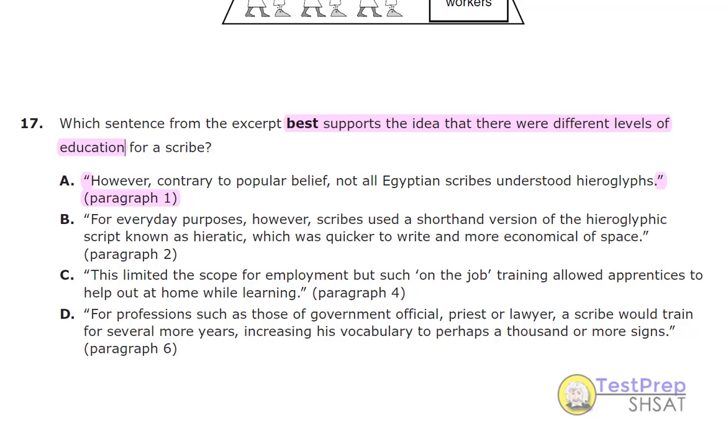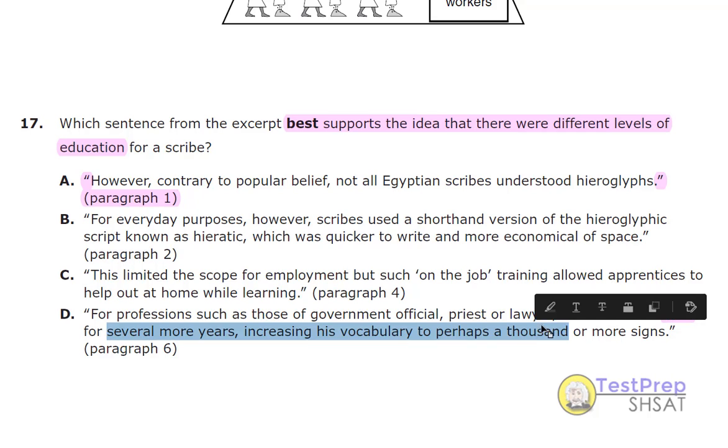D: "For professions such as those of government official, priest, or lawyer, a scribe would train," so we're talking about education, "would train for several more years, increasing his vocabulary to perhaps 1,000 or more signs." These are different levels of education based on different positions in government or whether you're a priest or a lawyer. This answers the question. It shows different levels of education for a scribe. D is the answer for 17.